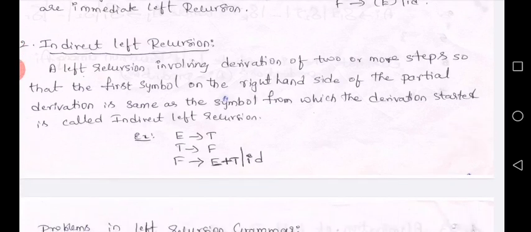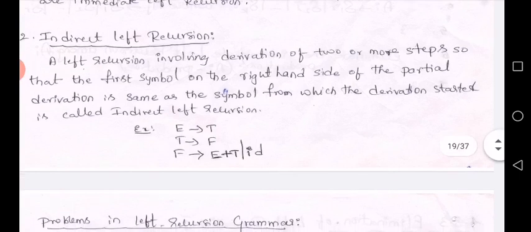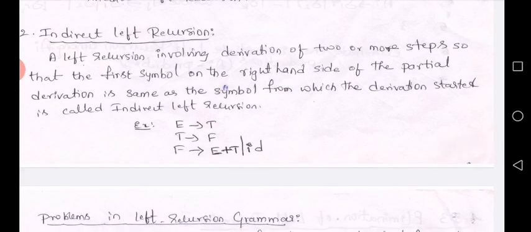After going through two or three steps of derivation, if the left-hand side and the right-hand side are equal, then we consider it indirect. See here, E derives T, T derives F, and in the third production F derives E plus T. Can I get F in the place of E? Yes, it is possible. How is it possible?